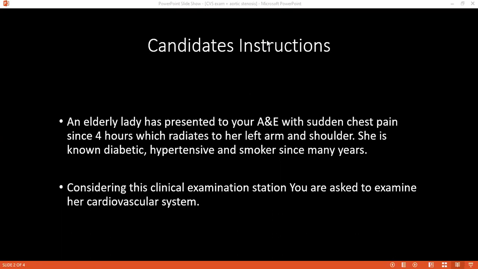Then I will ask the patient if she has any pain in her shoulder, and I will ask her to elevate her arm, and then assess if there is any water hammer pulse by putting my hand on the arm. Then I will measure the blood pressure, and then I will go for the chest.